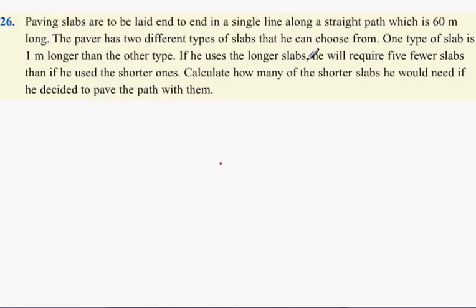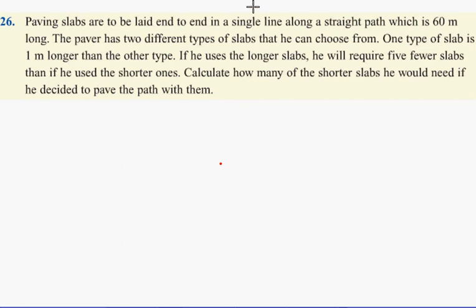Yes, right? Now, 26. Paving slabs are laid end to end in a single line along a straight path which is 60 meters long. The paver has 2 different types of slabs that you can choose from. One type of slab is 1 meter longer than the other type. If he uses the longer slabs, he will require 5 fewer slabs than if he uses the shorter ones. Calculate how many of the shorter slabs he would need if he decided to pave the path with them.